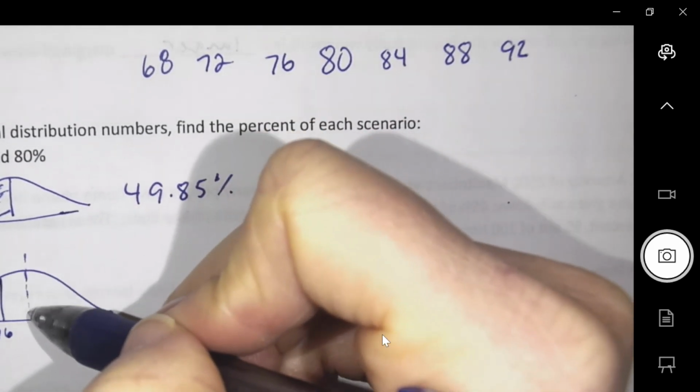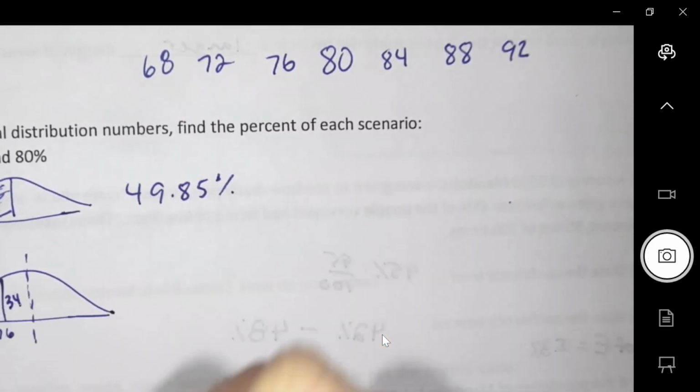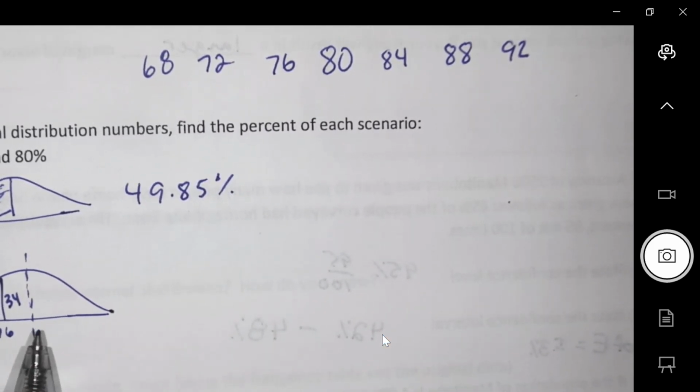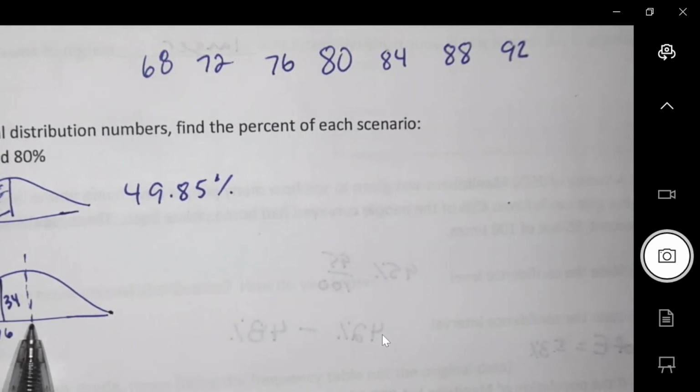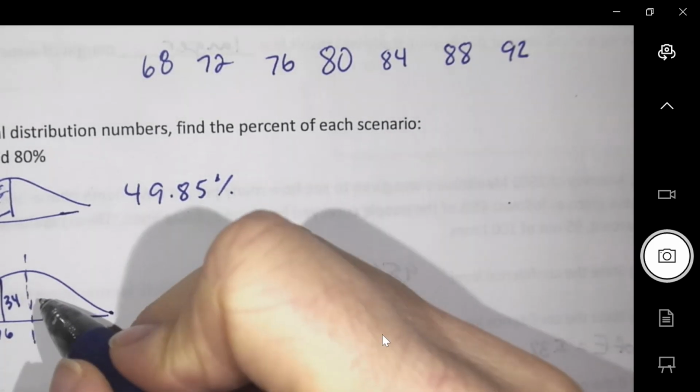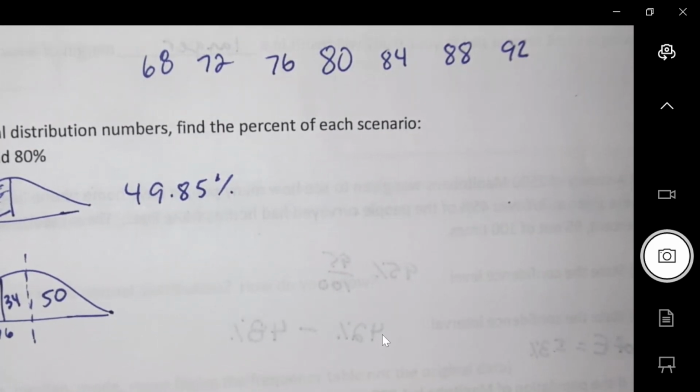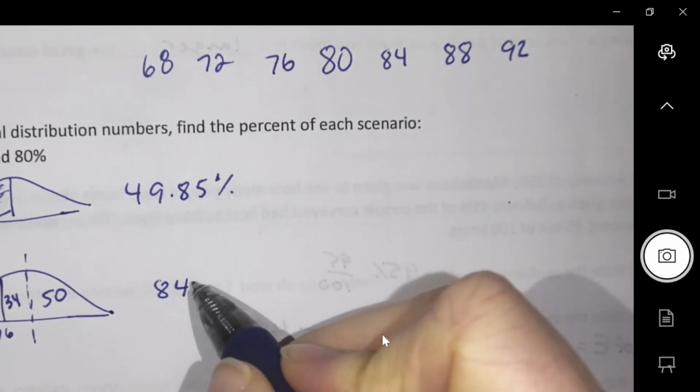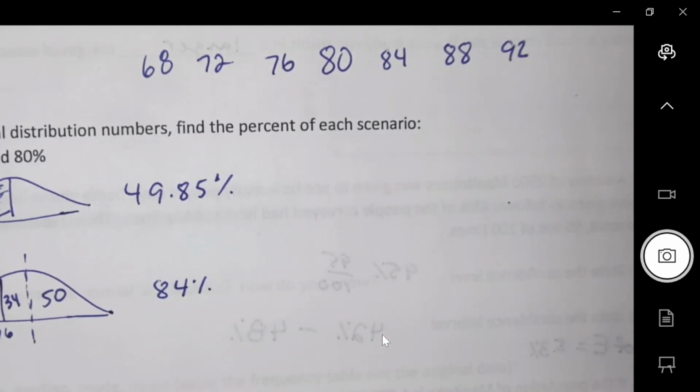Okay, above 76. First thing I would do is this section is 34, right? And then what is from the mean on? What's above the mean? How does the mean split this thing up? What's exactly in the middle? If you were in the middle, how much scored above and below you? If you're smack dab in the middle, what's the percent above you and below you? 50-50. So there should be 50% above the mean, and that means 84% scored above me. Okay?